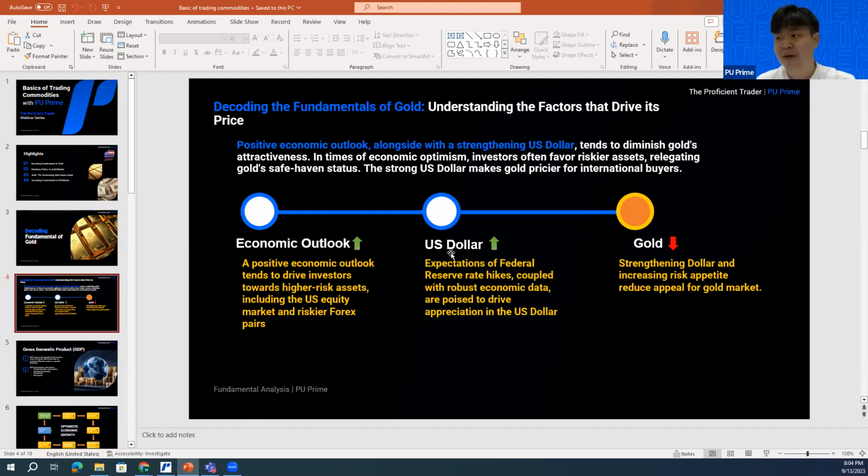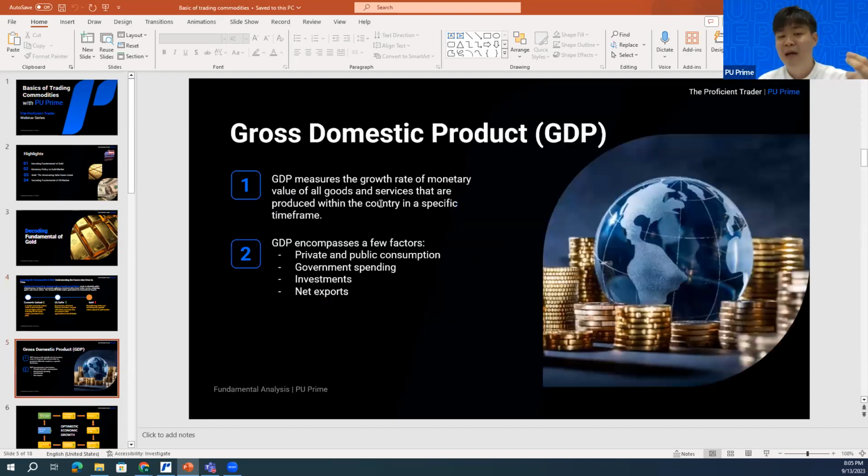So two major fundamentals: a positive economic outlook, and then the appreciation of the US dollar, will likely trigger some sell-off of the gold market. So these are the two major things. Now we can understand how we can justify whether the US economic outlook is very good or very, very bad. We can use certain things.